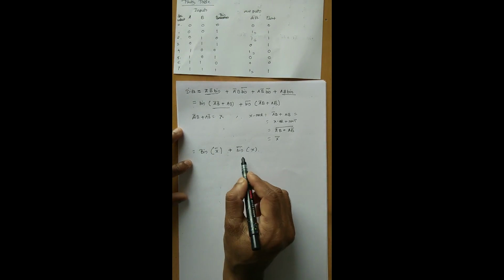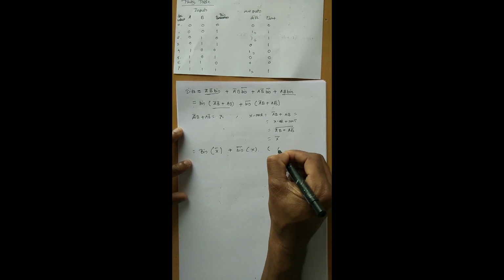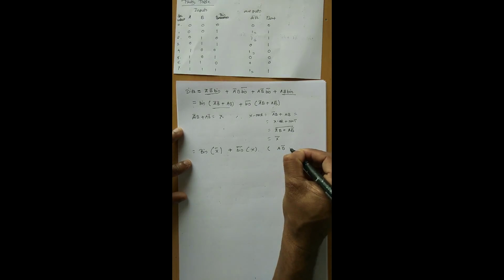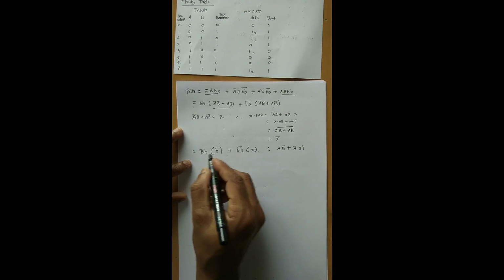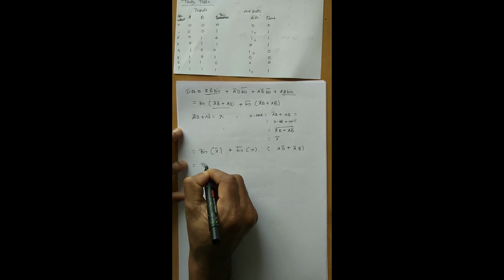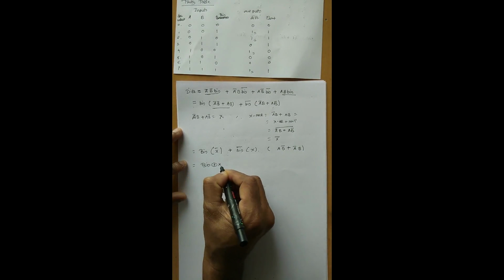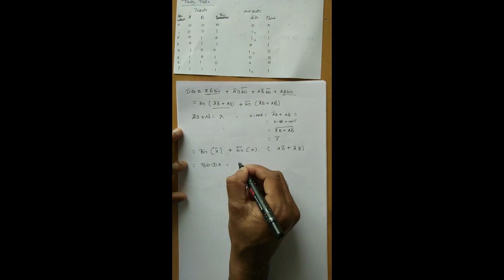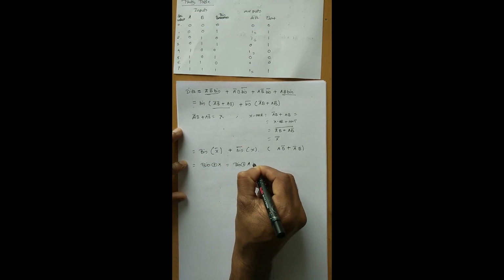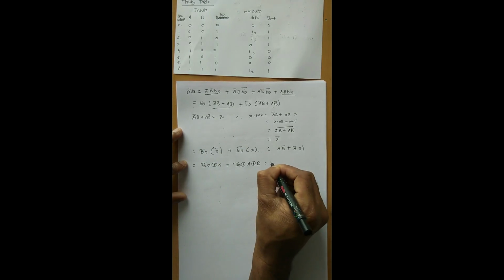Okay, again identify this or compare this with AB bar plus A bar B. So this can be B in is XOR with X. What is the value of X? B in is XOR with A is XOR with B. This is the final equation of the difference.